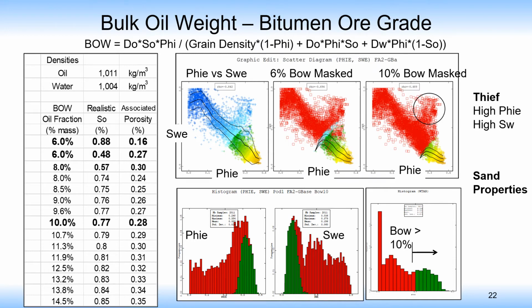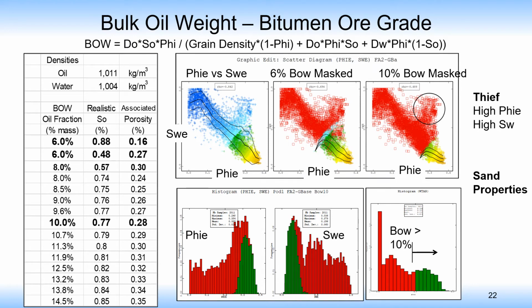8% up is starting to get okay. 10% is getting into the high quality range. So you can play with these numbers, but you can have 28% porosity, 77% oil, and the oil can go up in saturation, of course, and gets better. So here's a plot of porosity versus saturation, color-coded by the bulk oil weight calculation.